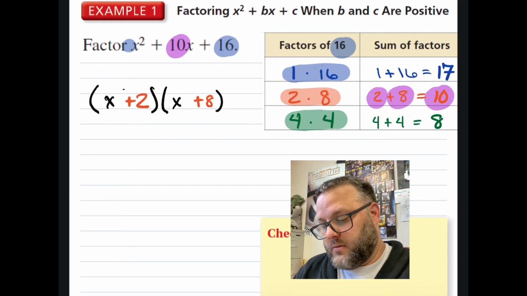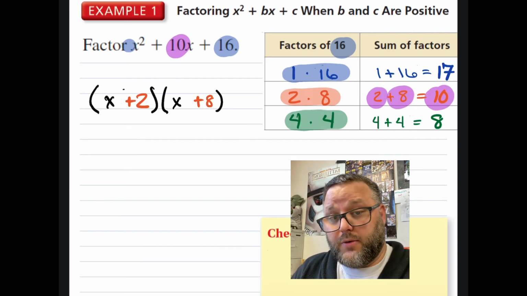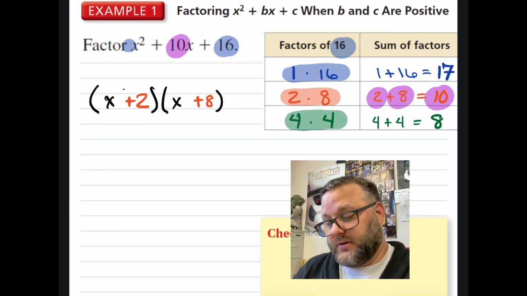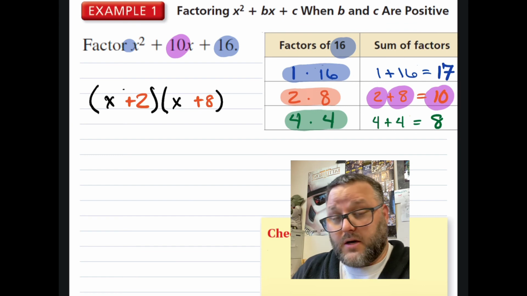Here we go. Polynomial being multiplied. Now I'm going to be able to use this to find x-intercepts and anything else I can use it for. And I'm done.